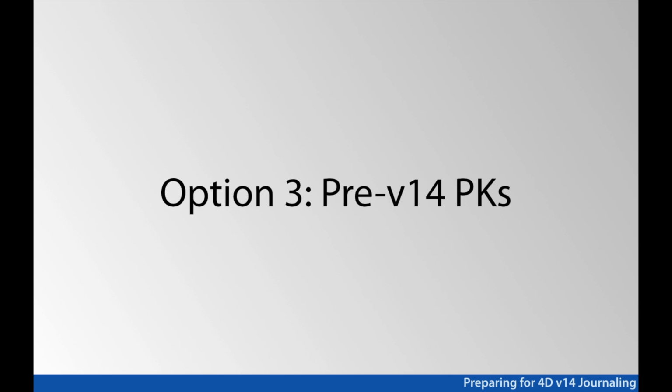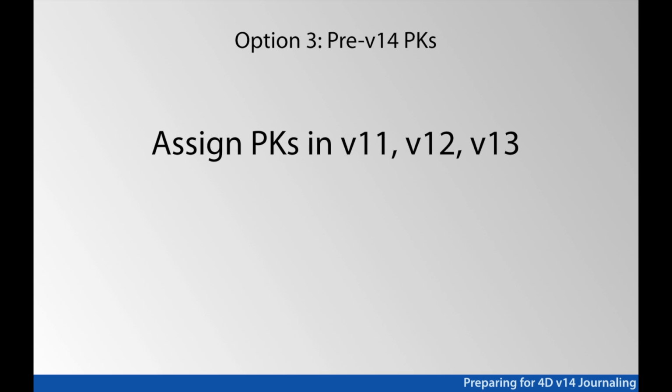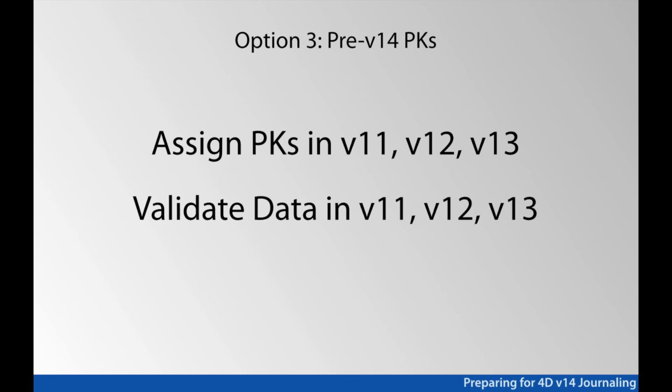So option number 3 is, what if instead of creating primary keys in v14, why don't I create them before v14? As I mentioned earlier, you've had the ability to create primary keys since v11. So instead of waiting until v14, you could actually start now. You could go into your current database and start creating primary keys. You can validate the data, of course, in v11, v12, and v13. You can check for nulls, you can check for duplicates. You can do all of that ahead of time.